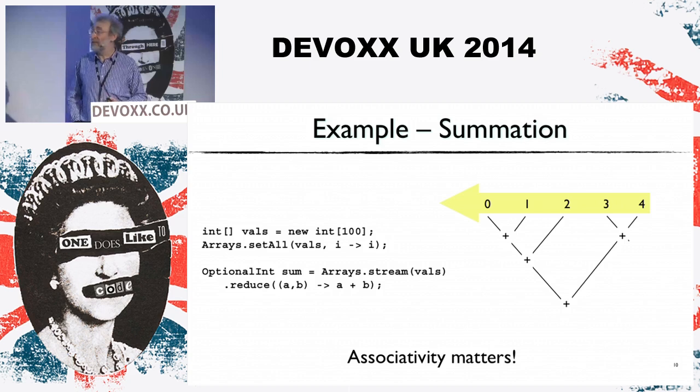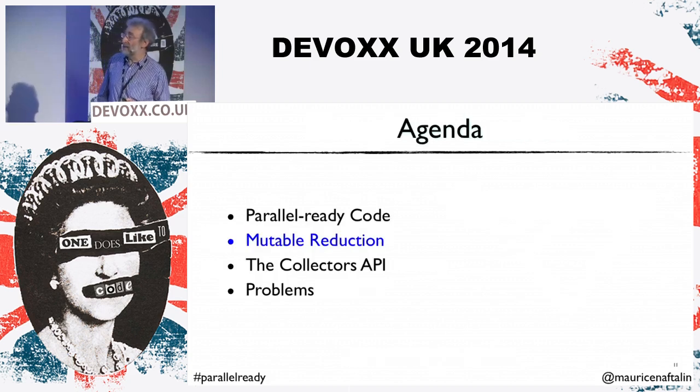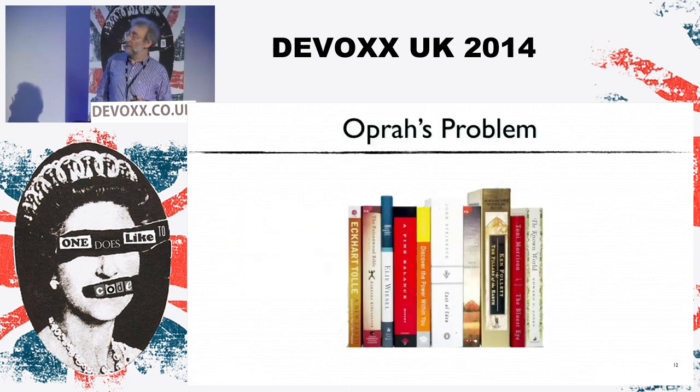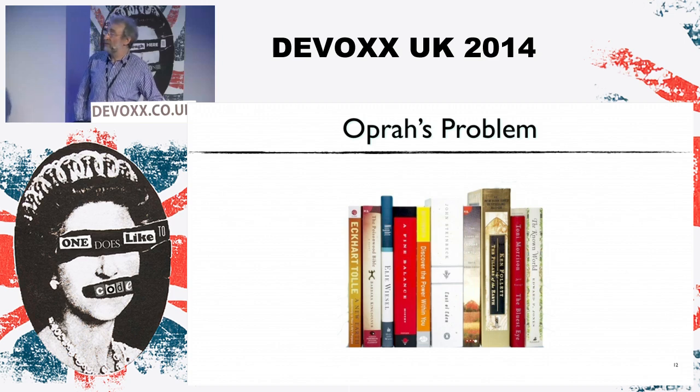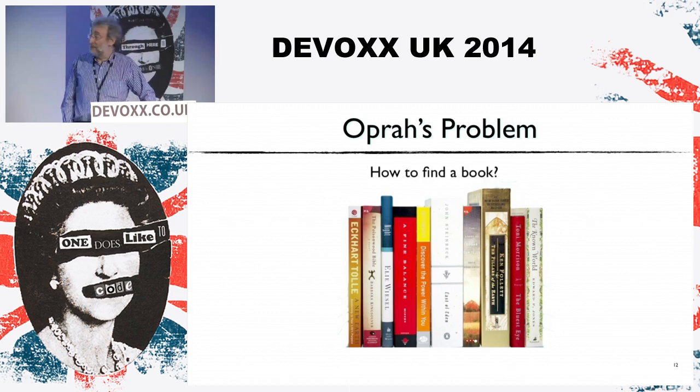Let's take a slightly more realistic example than adding numbers together. I'm going to look at mutable reduction now. I've called this Oprah's Problem because I got this nice graphic, which I should surely be sued for, which shows Oprah's favorite 10 books over the last decade. And Oprah's Problem is, how is she going to find a book in this list of 10 books? And you may say, well, she's Oprah. Why doesn't she just pay someone to do it?